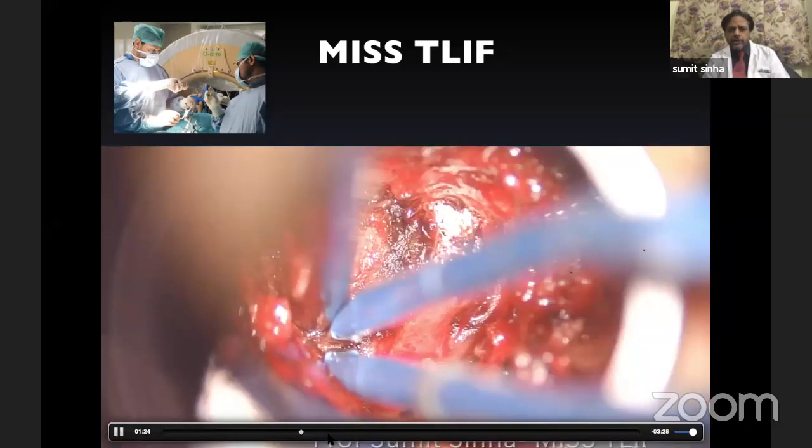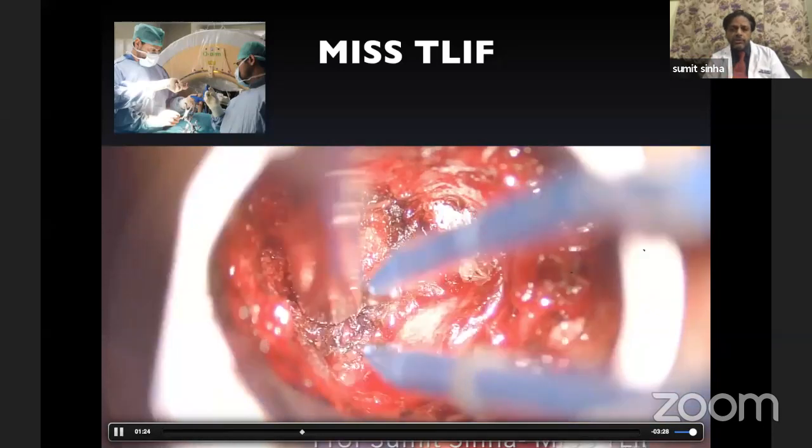And there you see, this is the L5 exiting root. This is the right L5 exiting root over here. And this is the dura. This is the L5 disc space, which is your area of interest. So the only neural tissue which you are seeing by chance is this L5 exiting root.